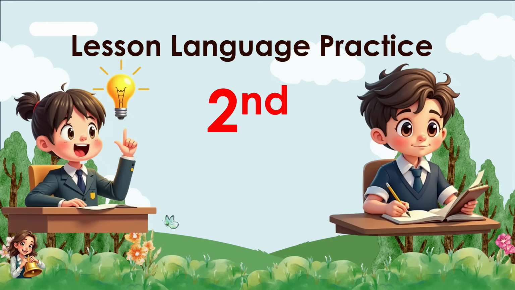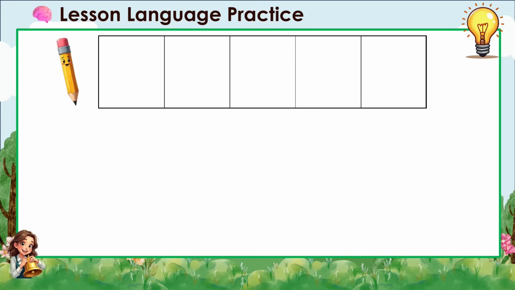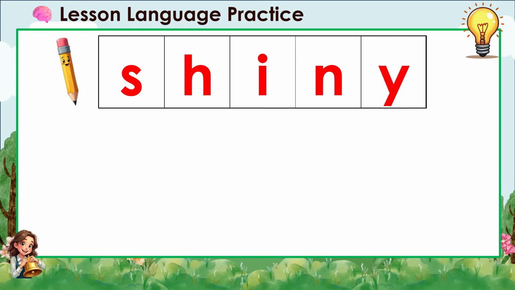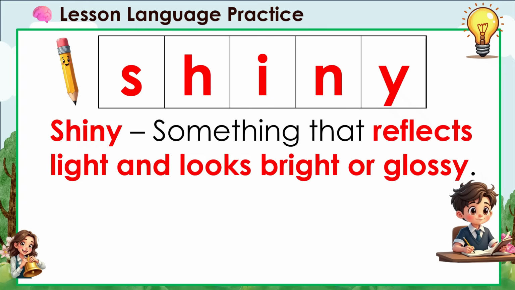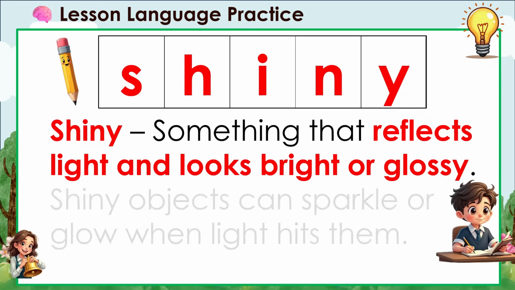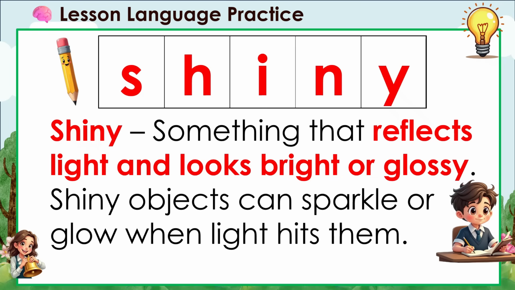Lesson language practice. Our second word is shiny. Let's spell shiny. S-H-I-N-Y. Shiny. Again, S-H-I-N-Y. Let's spell it faster. S-H-I-N-Y. Shiny. Yes, shiny is something that reflects light and looks bright or glossy. Shiny objects can sparkle or glow when light hits them.